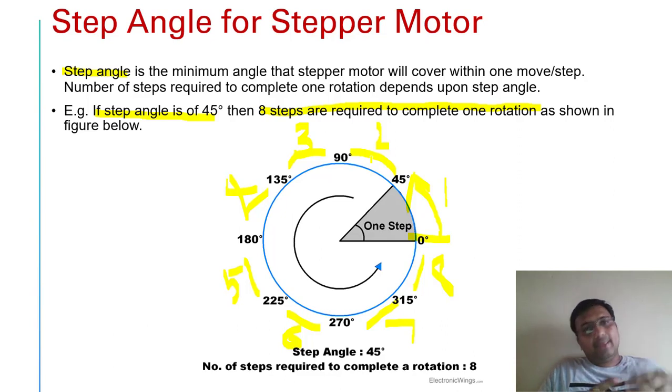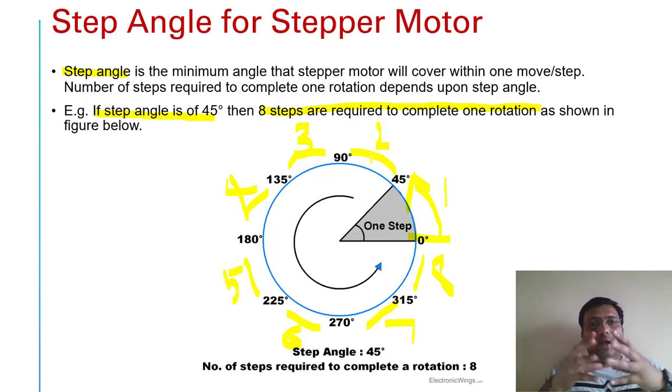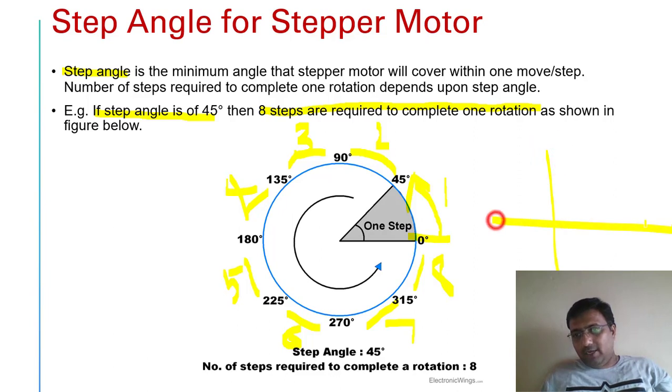If your step angle is 1 degree, then it requires 360 steps to complete one rotation. If your step angle is 2 degrees, then it requires 180 steps to complete one rotation. So that depends on your step angle, and the step angle gives very important accuracy. Suppose someone wants to rotate your rotor to this particular position, and after rotating the directions are like this.